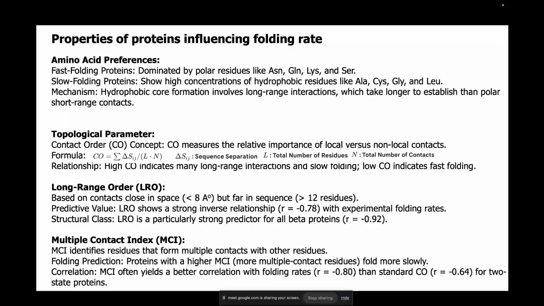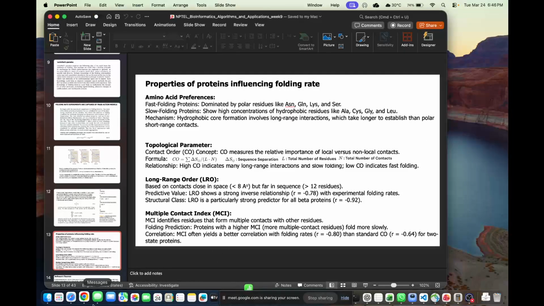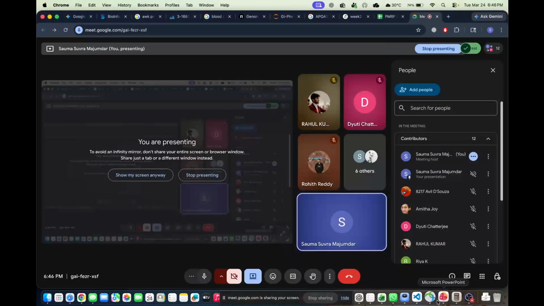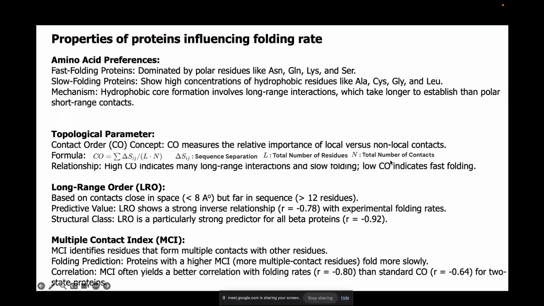There's a reason for that. Can you try to understand why polar residues would be more in fast folding proteins compared to slow folding proteins? If you have polar residues, you can form salt bridges and ionic interactions, which are much stronger and more easily formed than hydrophobic interactions, right? So if you have a lot of polar residues in proteins, they are generally going to fold faster.